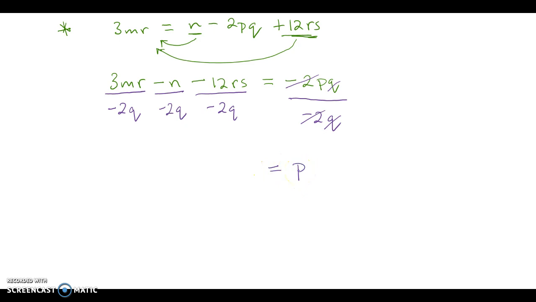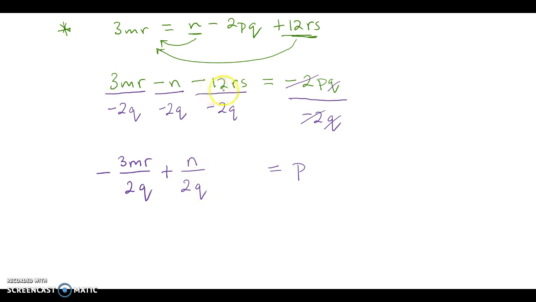So we've got p on its own. Now, over here we have 3mr over minus 2q. So let's simplify it if we can. We've got a plus on top, a minus on the bottom. A plus divided by a minus is a minus. So that's minus 3mr over 2q. The next term is minus n over minus 2q. A minus over a minus is a plus. So plus n over 2q.